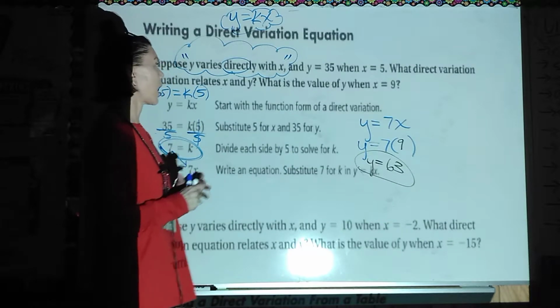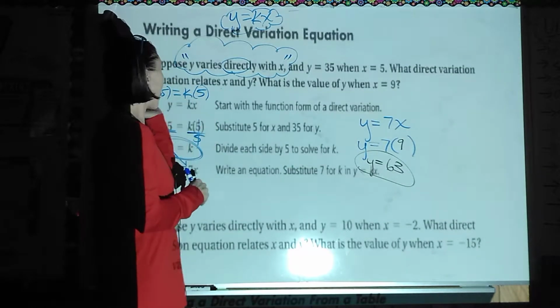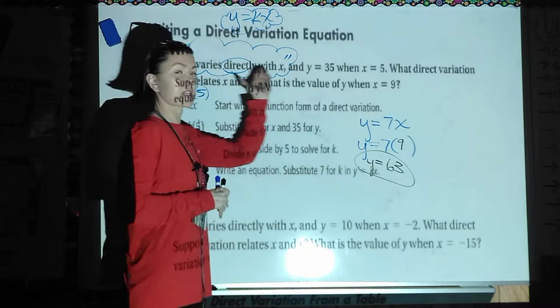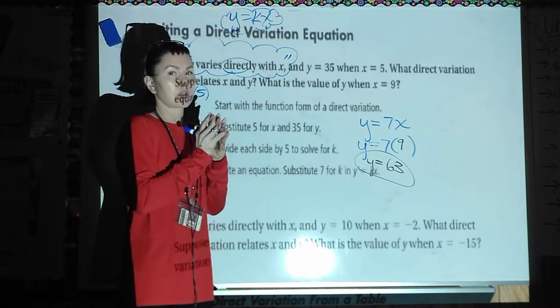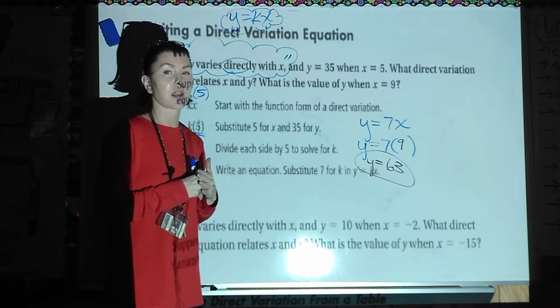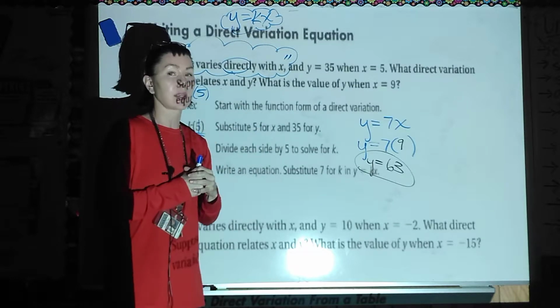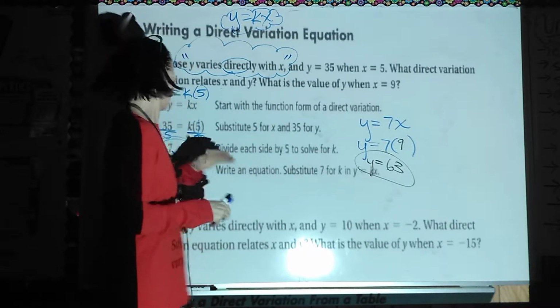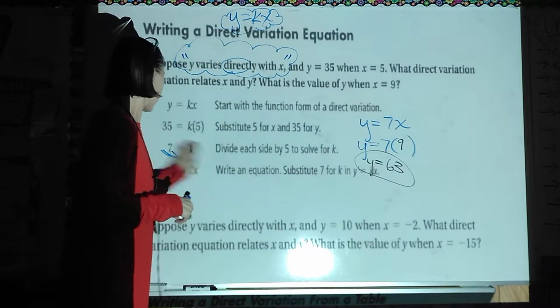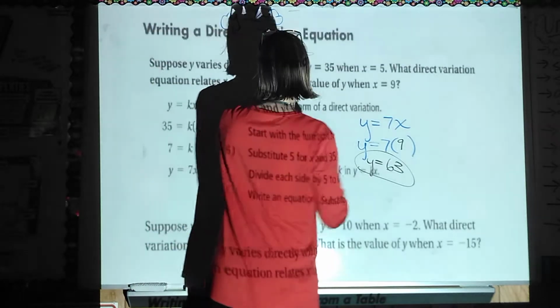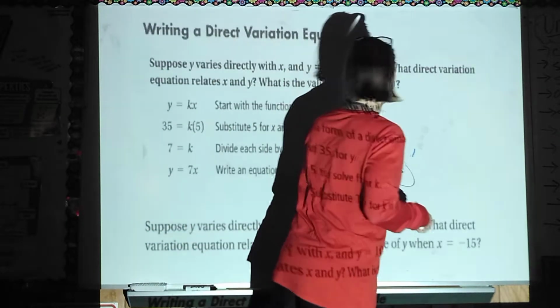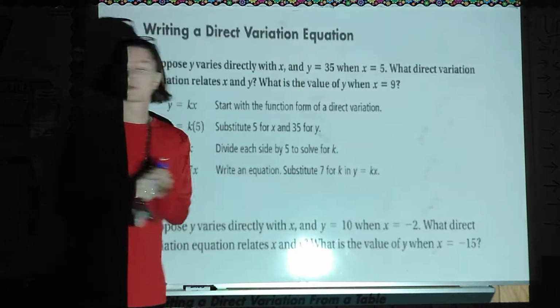Okay, so when it says, suppose y varies directly with x, you know for certain that you're dealing with a direct variation, and we have to use y equals kx and go from there. All right, and let's do the next example here together. Let me scroll it down for you.